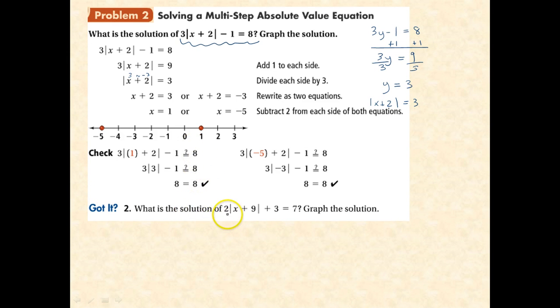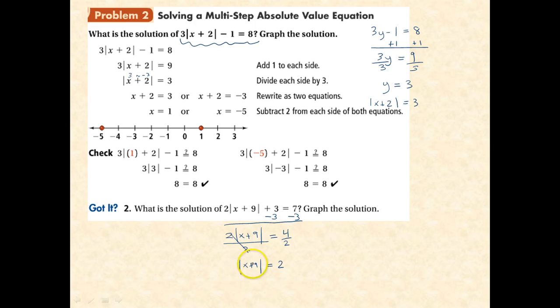Okay, so the first thing we're going to do is distribute this 2. Heck no, we're not allowed. We got to get this absolute value by itself. You cannot distribute through an absolute value. It's against the law. So I'm going to subtract 3 from both sides. And then I got 2 times the absolute value of x plus 9 equals 4. Then I'm going to divide both sides by 2. And I get the absolute value of x plus 9 equals 2.